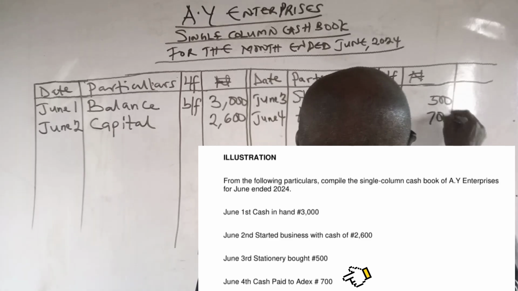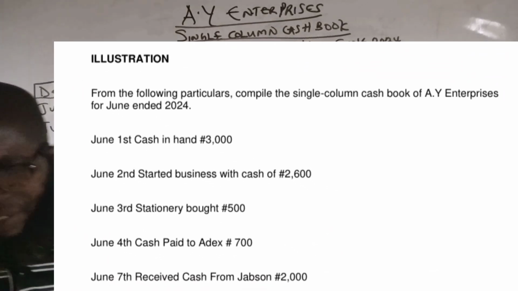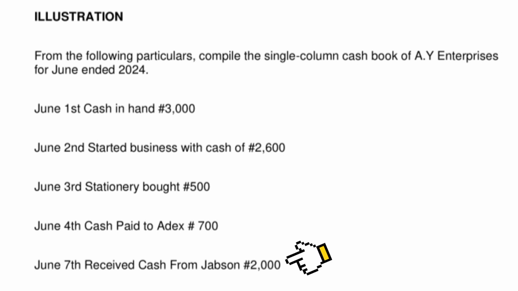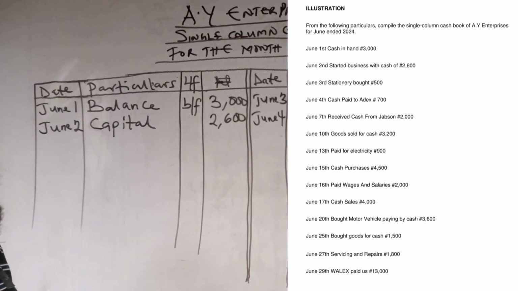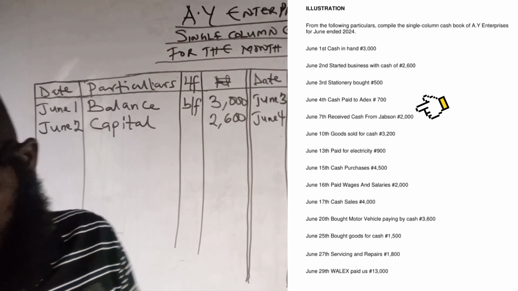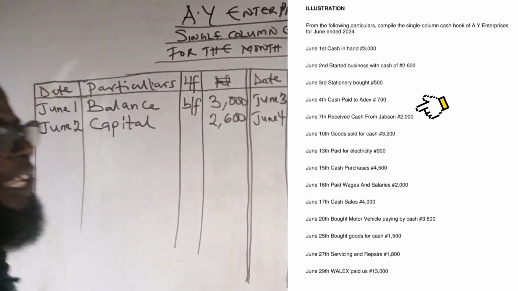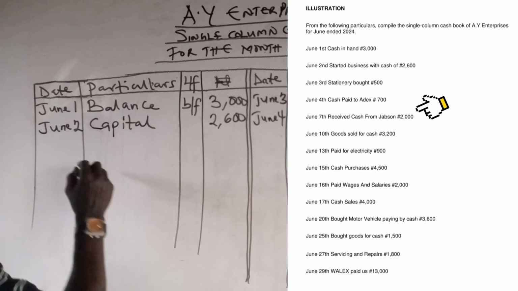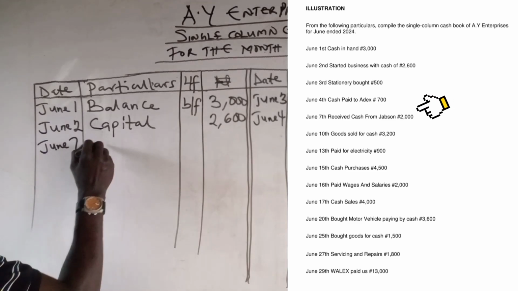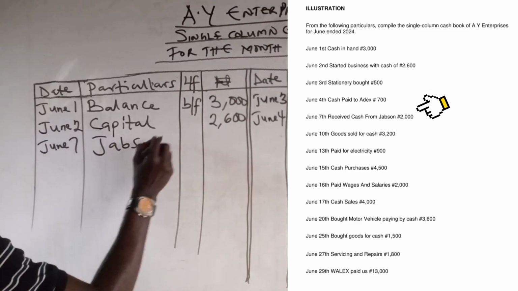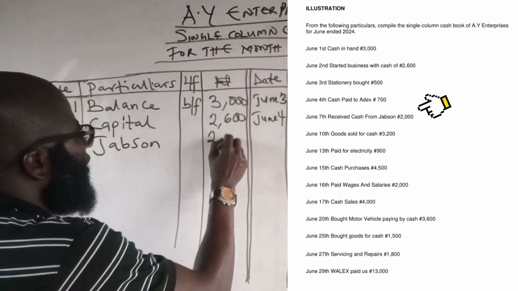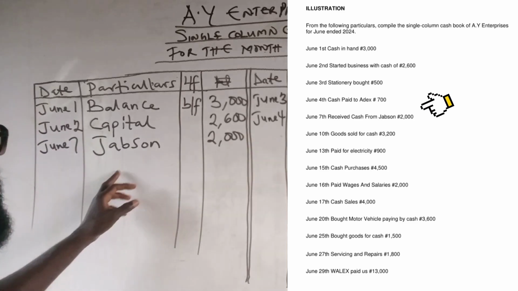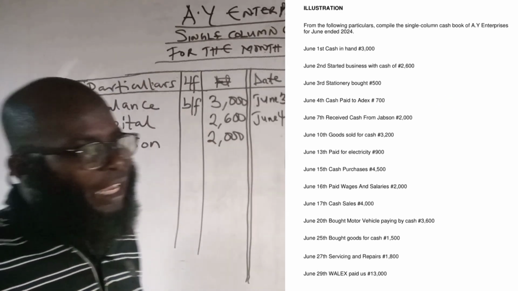500 naira, 700 naira. So that is how to input this. June 7, receive cash from Japson. This simply means on the 7th, AY Enterprises received money from Japson, 2,000 naira, meaning that the money comes in. We are going to put it here, June 7. We are going to put Japson. How much? 2,000 naira. Because it is Japson that paid 2,000 naira to AY Enterprises.